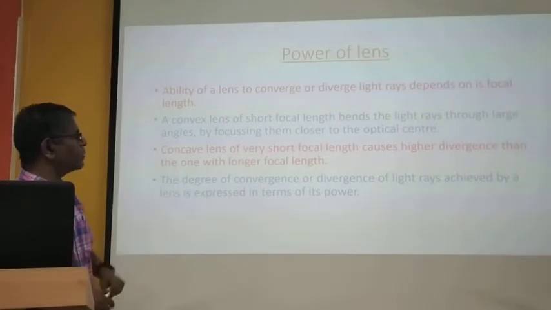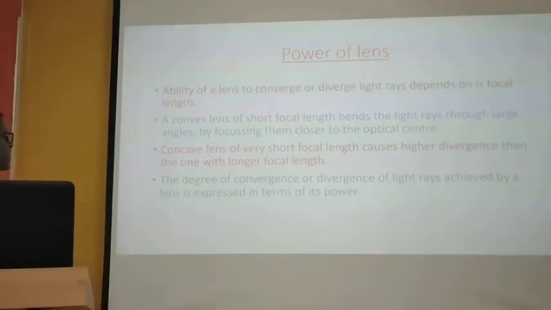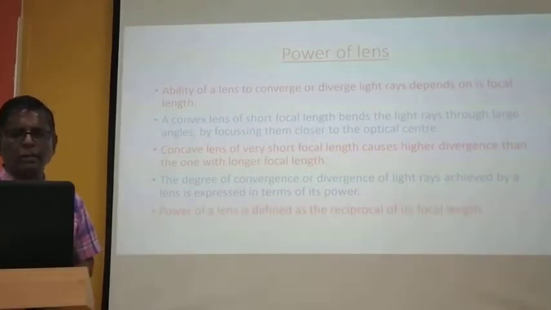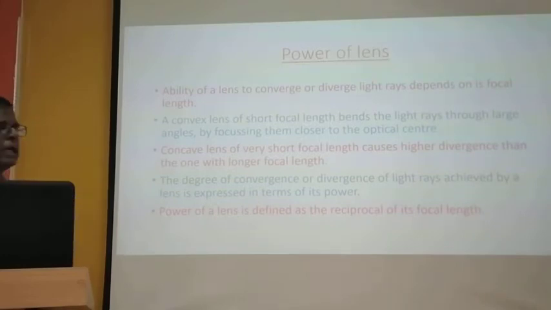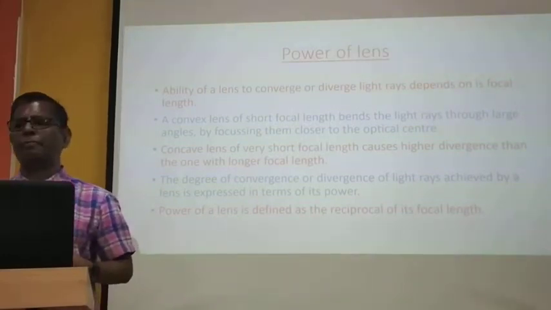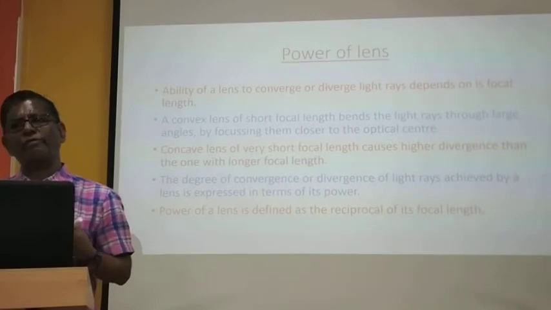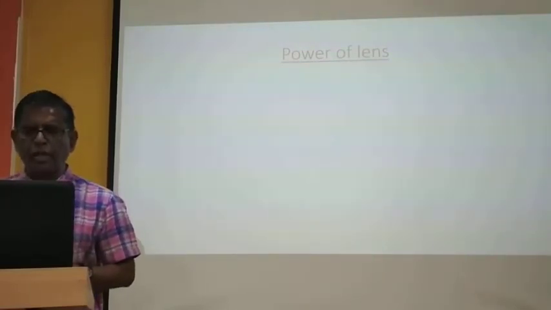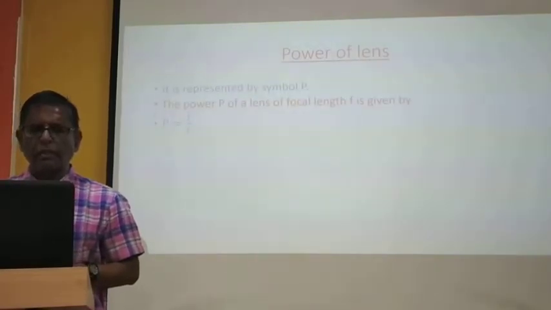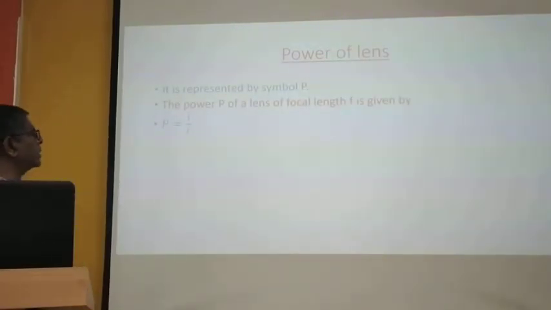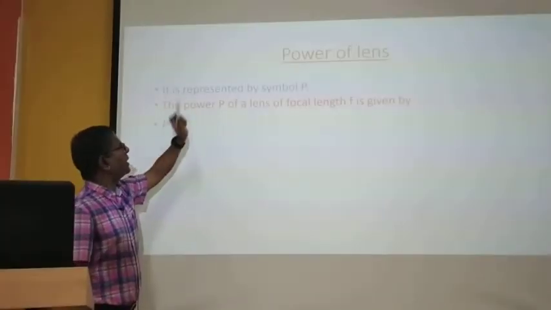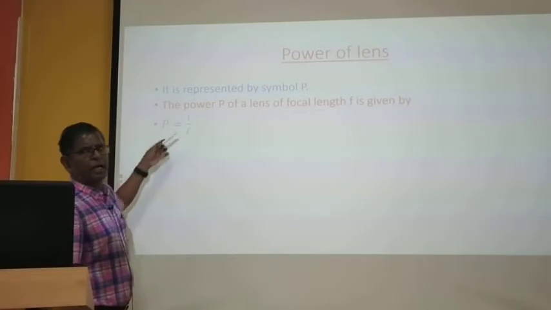The power of a lens is the degree of convergence or divergence of the light rays achieved by a lens, and it is expressed in terms of power. So the power of a lens is defined as the reciprocal of the focal length. If you know the focal length, take the inverse of the focal length, and that becomes the power of the lens. The formula to calculate the power of a lens, defined by the symbol P, is P = 1/F.